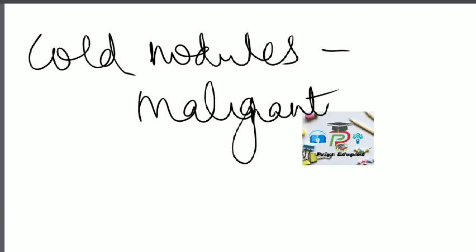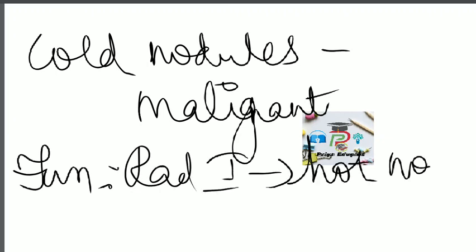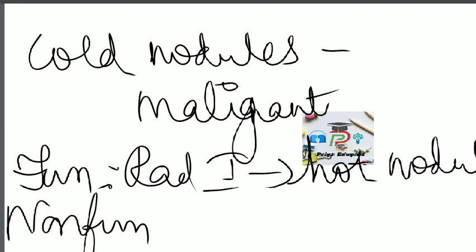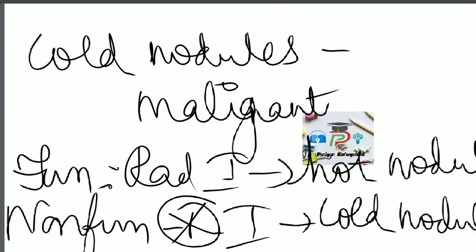I thought of explaining about the hot and cold nodules in my previous lecture itself, but I forgot. Now I will be telling. If the gland is functional, it will take up radioactive iodine and it is known as hot nodules. If the gland is non-functional, it will not take radioactive iodine, so it is called as cold nodules. Malignancy is more common in the cold nodules.